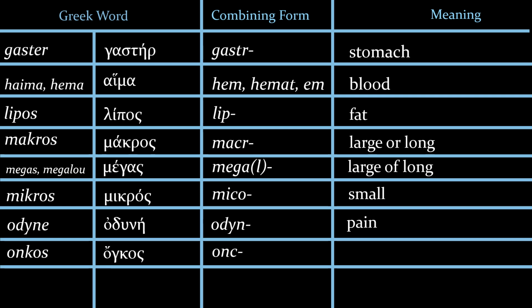Next we have onkos, and it is important to note here for those of you who are learning Greek, the English shows us that nasal sound, that N, onc. However, there is no nu in the Greek. It's a gamma, a g sound, but you can't form a g sound without first making an N sound. So the N sound is there, but the letter is not used. And we get onc, and this is obviously related to tumor in words like oncology.